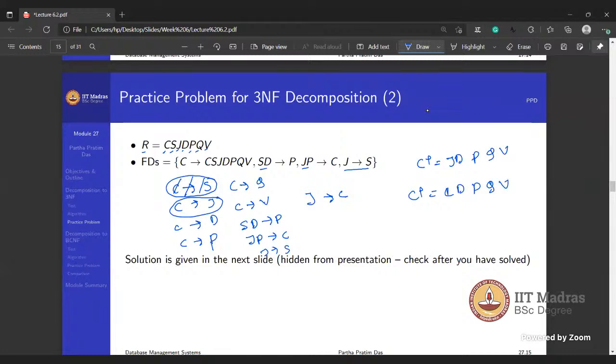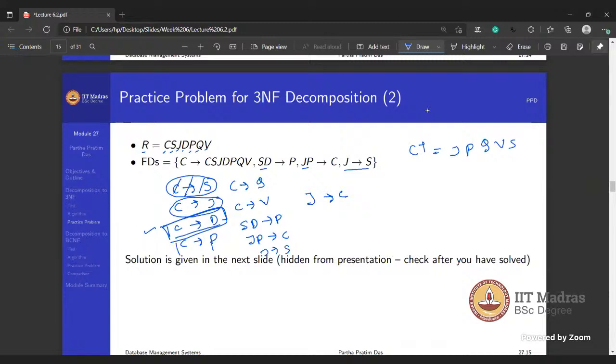Okay. Then you have to find whether C determines D is an extraneous functional dependency or not. Without the help of this functional dependency, you have to find the C closure. So what will we get? J, P, Q, V, then you also get S, but you cannot find D without the help of this functional dependency. So this is not an extraneous functional dependency.